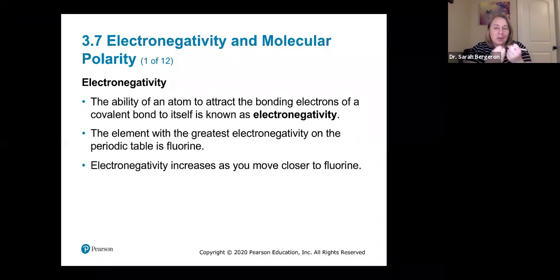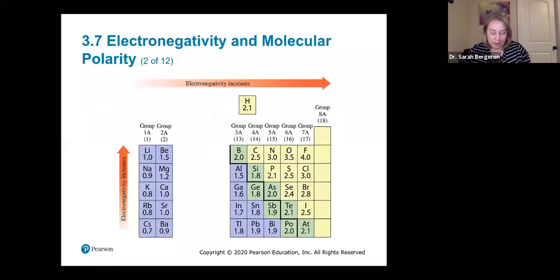So the more you want to attract those electrons, the more electronegative you are. So the element on the periodic table that has the greatest electronegativity is fluorine. And so the closer you get to fluorine, the higher your electronegativity gets. And so if we look at the periodic table, but in this case, the only numbers that we're going to write on the periodic table are the actual electronegativity values for the elements.